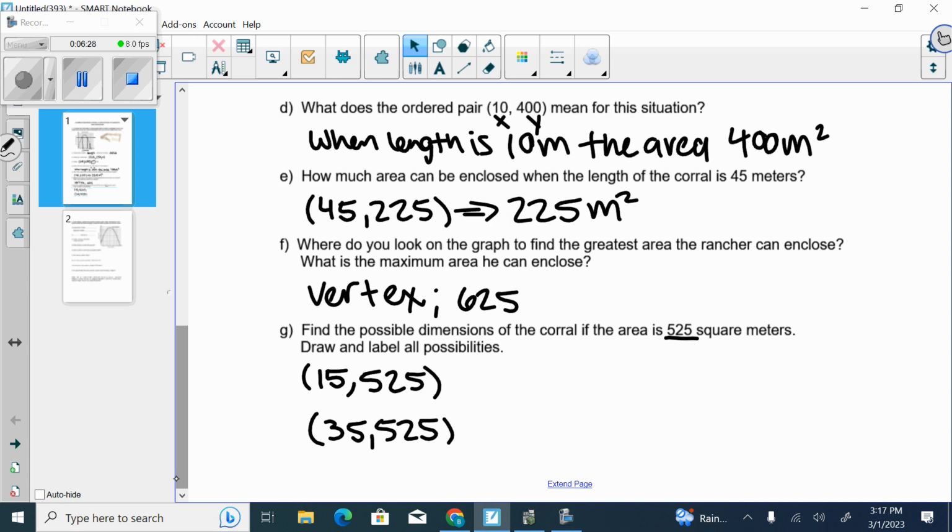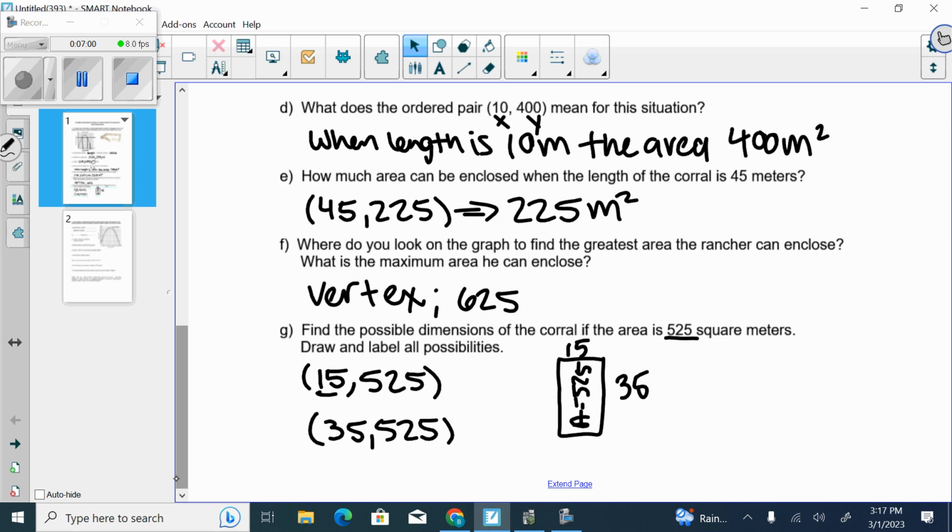Okay, so my length runs long ways, right? Okay, so right here I'm saying my length is only 15. So my length, 15. That means my width is going to have to be pretty big, right? So this is where my width is going to be much longer, so that my area ends up being the 525. So 35 times 15 would give me 525.